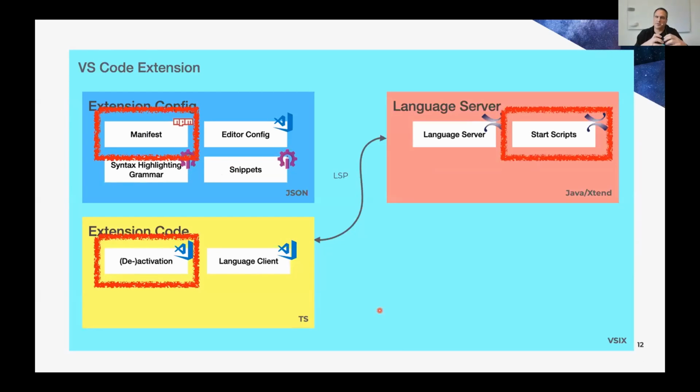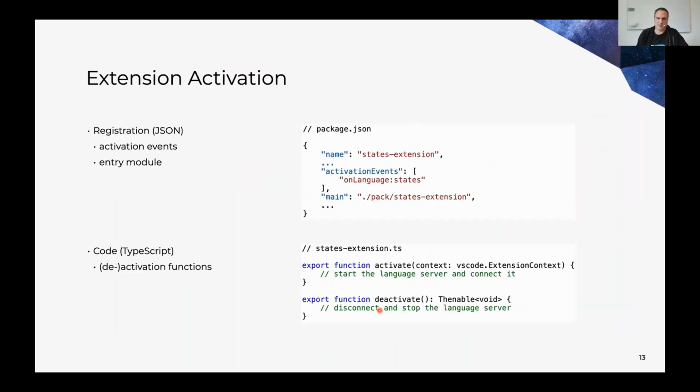So now you have a language server, but that's basically a CLI tool. So you have a start script to start the language server, and then it listens to input on standard in and performs some output on standard out. So you have to hook it up to your extension. And this is the place where you have to go from declarative to programmatic. That means you have to write a little bit of code, and that is the activation code.